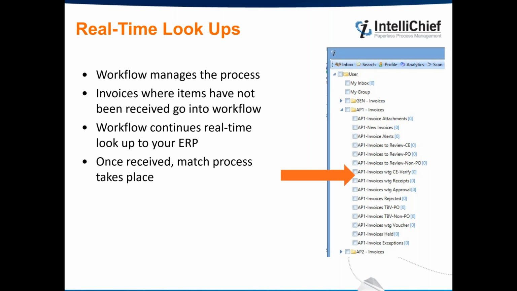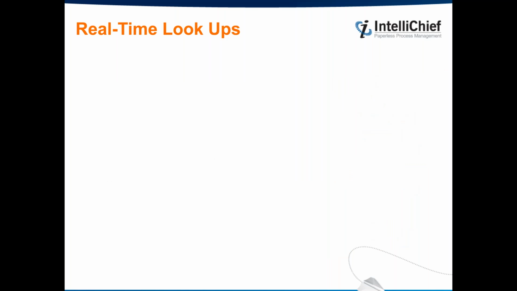or just simply say, you know what, we never received that after 14 days, route it to a user, and they have to do something. Alert them, hey, do you want to find out what's happened to this? But once it's received, the match process happens automatically. The user doesn't have to check anything or do anything. It's working in real time, if you will.